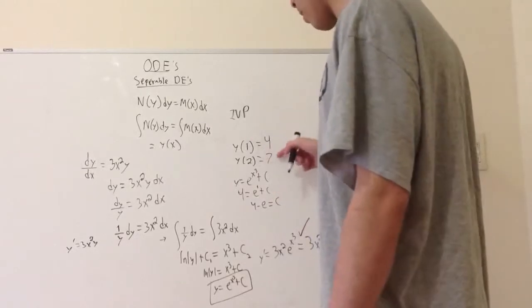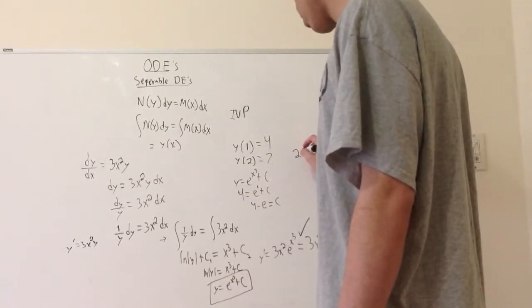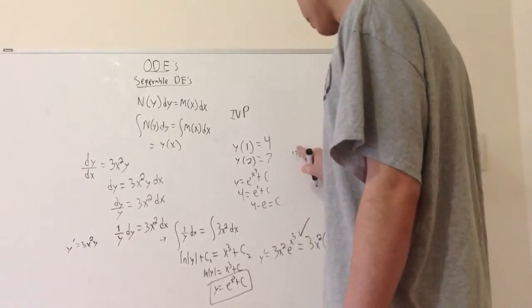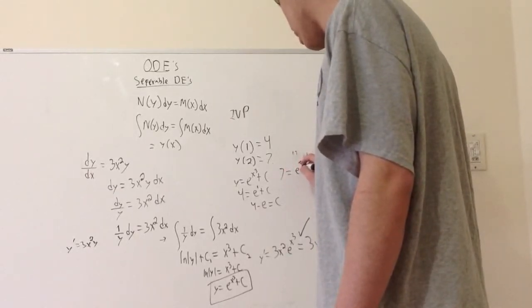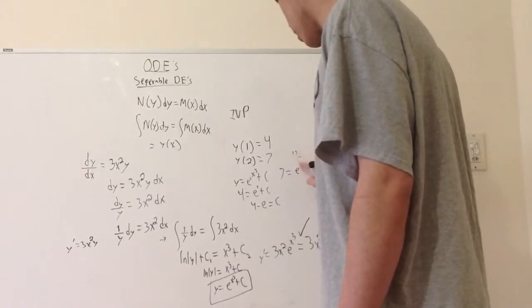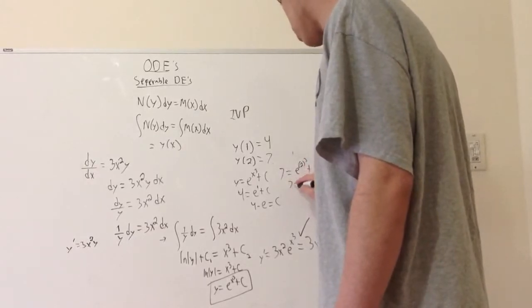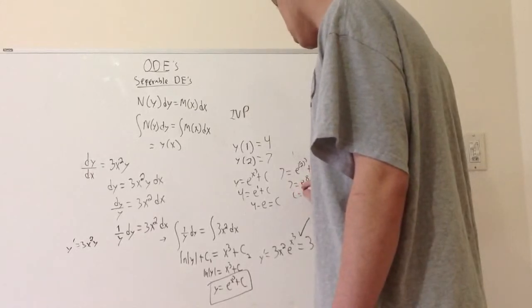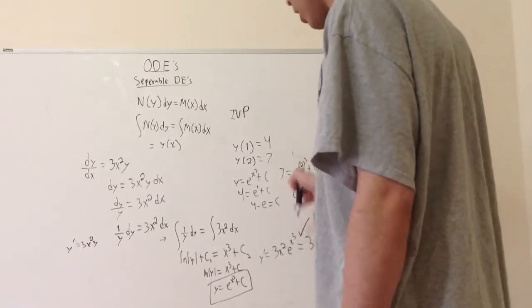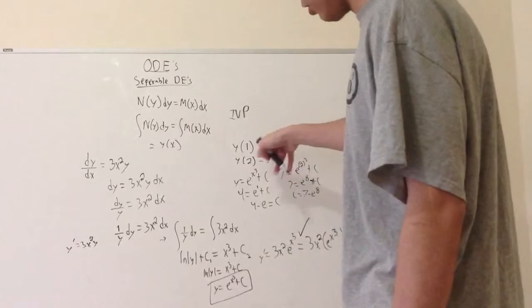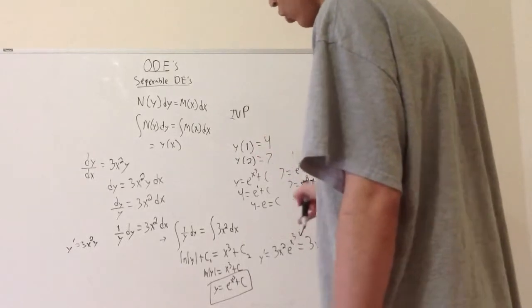That's what happens here. And then for this one, 7 equals e to the 2 cubed plus c, and so 7 is equal to e to the 8, which is pretty large, plus c, and so c is equal to 7 minus e to the 8. Now you can see here that the constant behaves very differently as these values get larger and larger. So this is an interesting differential equation to take a look at.